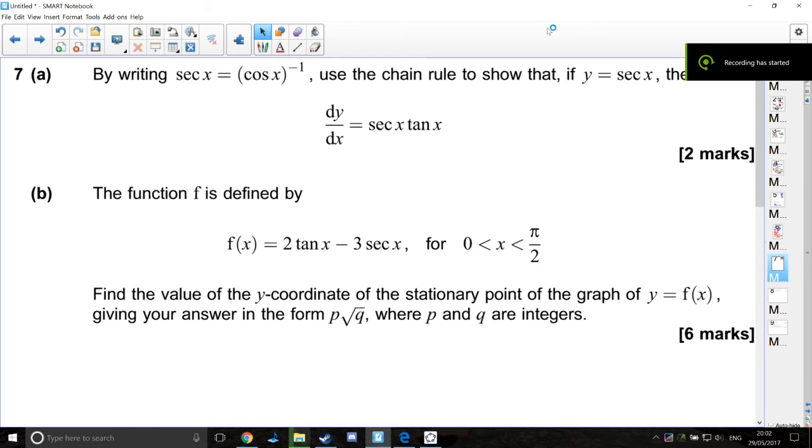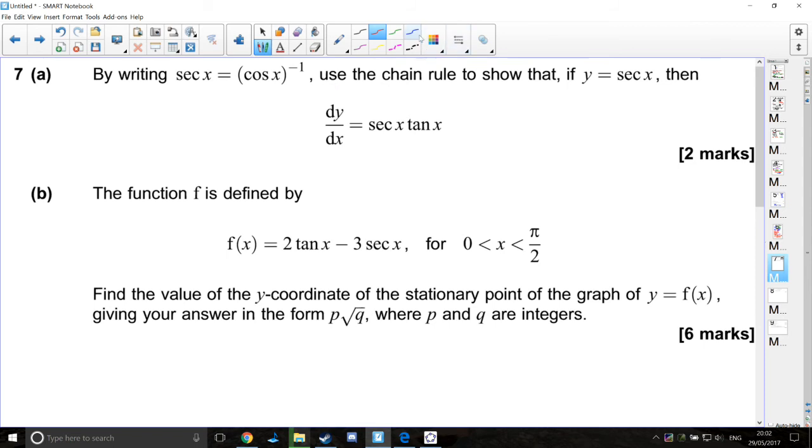Okay, so this is question 7 of the C3 2016 paper, and by now I'm just getting a little bit fed up and tired. But let's go on. 7a: by writing sec x as (cos x) to the power of minus 1, use the chain rule to show that if y is sec x, then the derivative is sec x tan x.